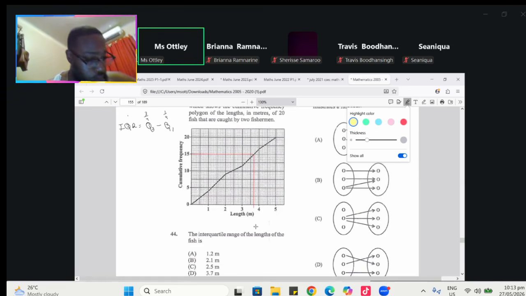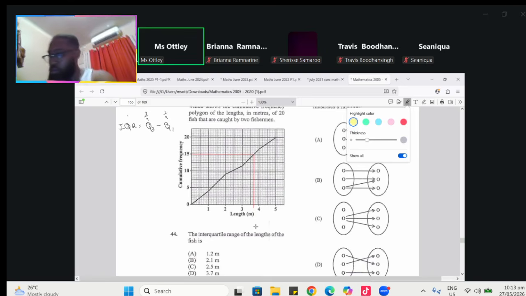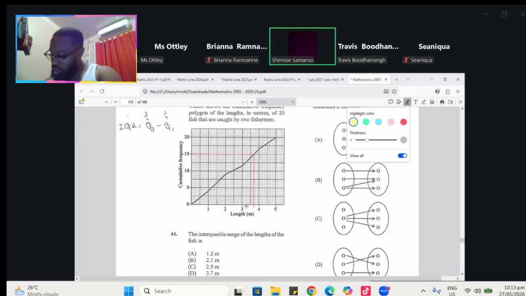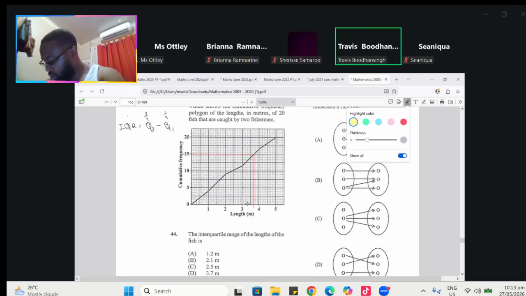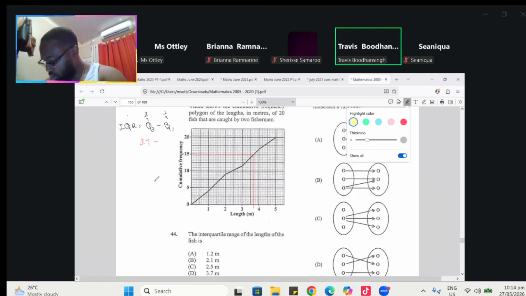So let's figure out what that value is. Let me zoom in. So we know it's between 3 and 4, but it's going to be 3 point how much? 7. 3.7, yes. Let's go with what you're saying, 3.7. And then we need to do the same thing for Q1. 5. Lovely.